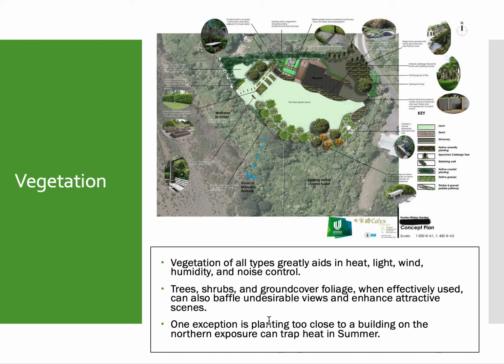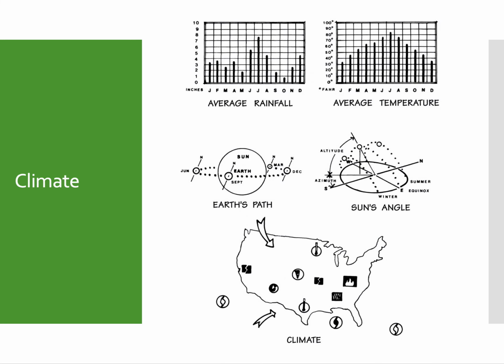I will say one exception, and you have to be careful if you're planting too close to a building on the northern exposure during the summer. It can actually trap heat. It's the one thing you want to be careful of. Most of the time, plant away. Plant as much as possible, as much as you want. But one of the exceptions is planting something like a pine tree next to your house. You don't want to do that either. They tend to fall over by the roots sometimes. If they die and there's a strong wind, it'll knock them right over onto your house.